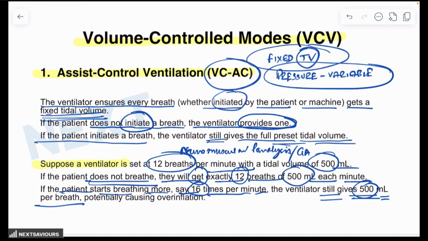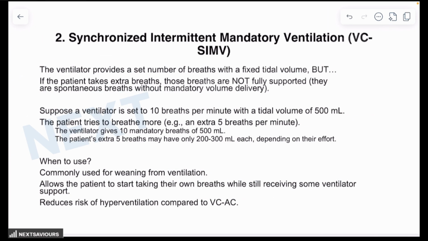Now, in those cases, there will be a risk of overinflation. If the patient tries to breathe too much, for example, if the patient is coming out of general anesthesia, right? If the patient is getting reversed from general anesthesia, then the patient tries to breathe too much. The ventilator still is giving a full tidal volume each time, which can lead to hyperventilation or even barotrauma. In order to combat these conditions, another mode is synchronized intermittent mandatory ventilation, which is also volume controlled.